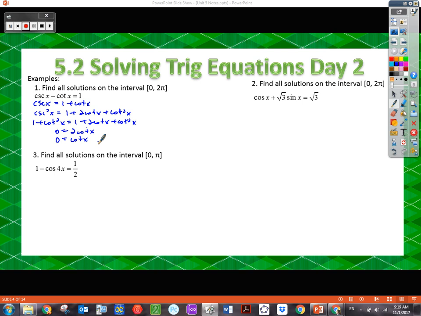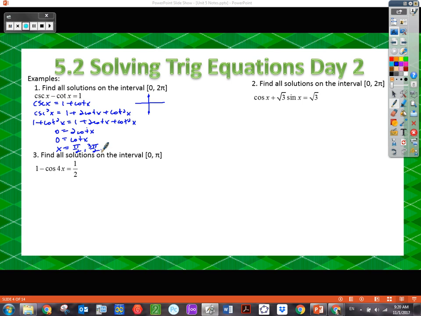So now I need to think about where cotangent is 0. So cotangent is cosine over sine. So we need to think about where cosine is 0. And so that would be at pi over 2, right? Cosine would be 0 here and here. Right, pi over 2 and 3 pi over 2.